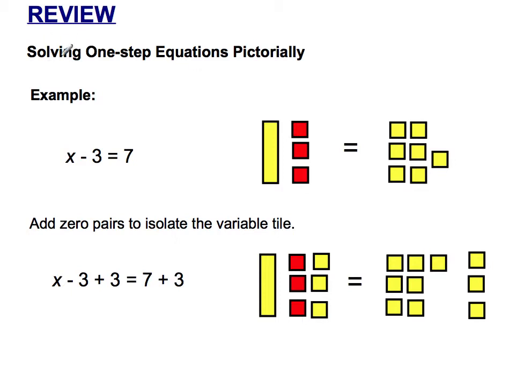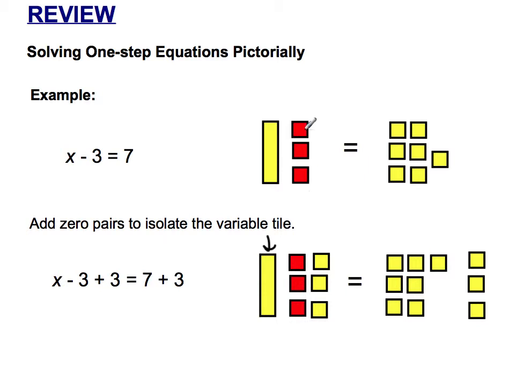We are solving one-step equations. It takes one step to get to the solution. We have one positive variable tile. We have 3 red. Remember, in our textbook, yellow is always positive, red's always negative. And on the right-hand side of our equations, we have 7 positive unit tiles.